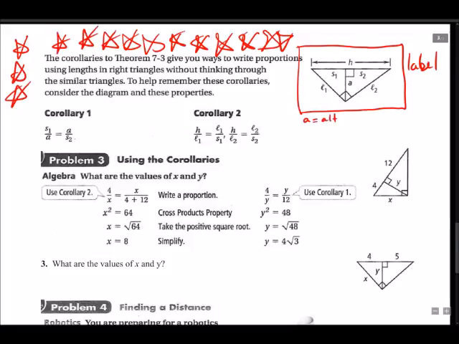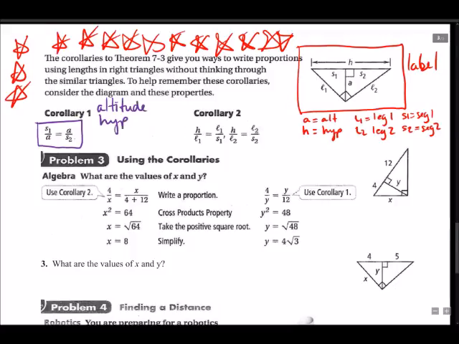A is your altitude, H is your hypotenuse, L1 is leg 1, S1 is segment 1, L2 is leg 2, S2 is segment 2. And then look right here. Corollary 1. This deals with the altitude and the hypotenuse. Well, the hypotenuse segments.